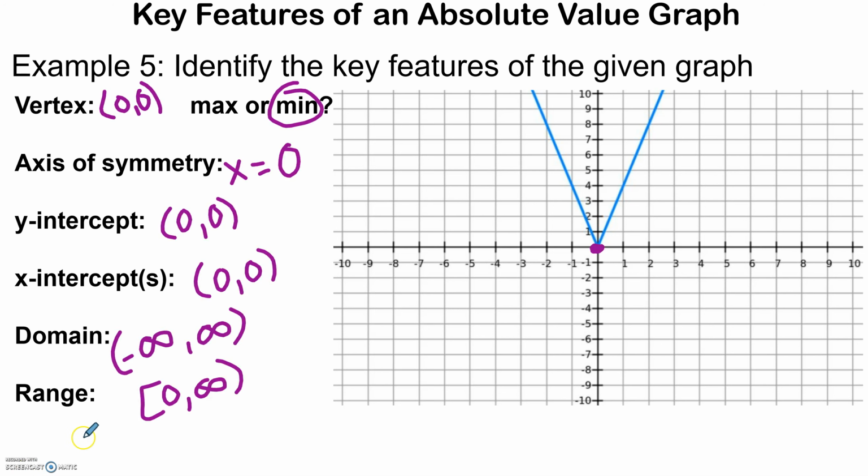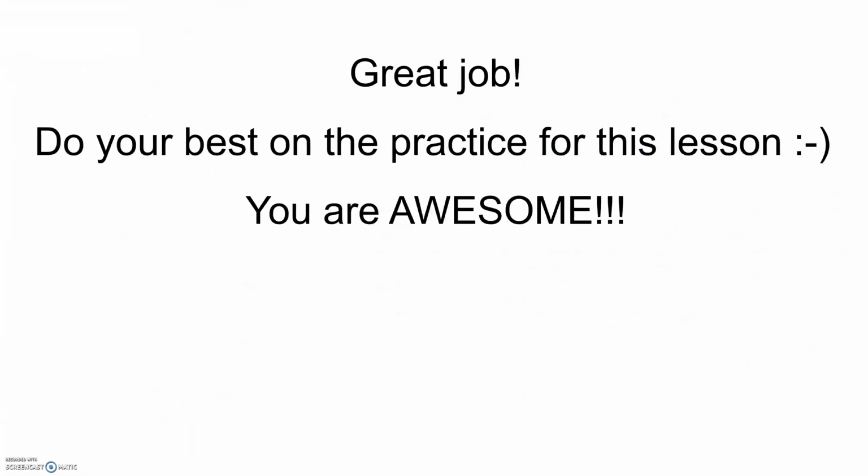We're at the vertex of 0, 0, right at the origin, which is a minimum value, the lowest. Our axis of symmetry, where we can fold it, is right down the line at x equals 0. And we have a y-intercept at the origin 0, 0, an x-intercept at the origin 0, 0. The domain is -infinity to +infinity, and the range is 0 to +infinity.